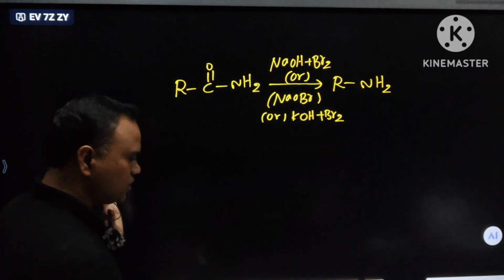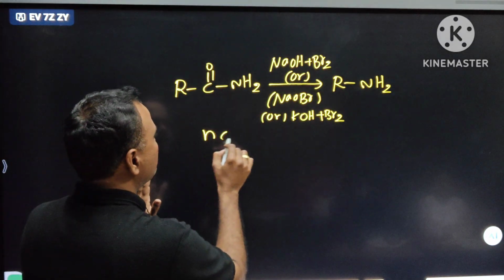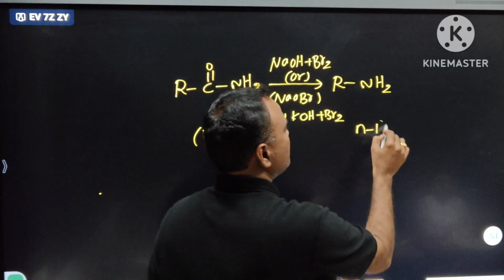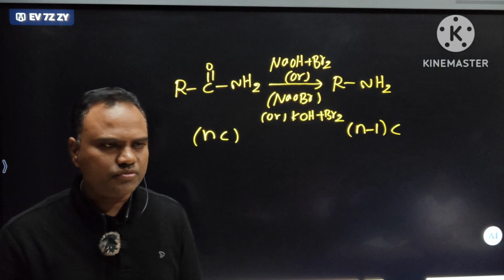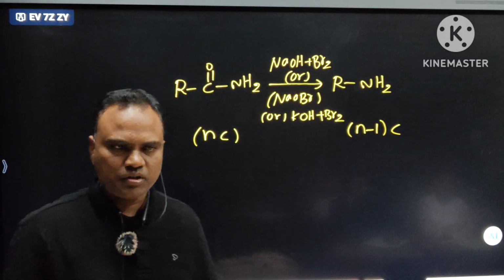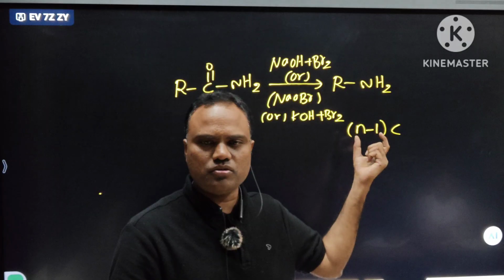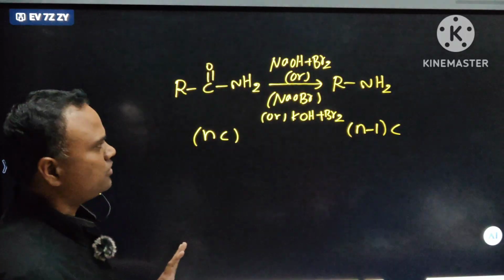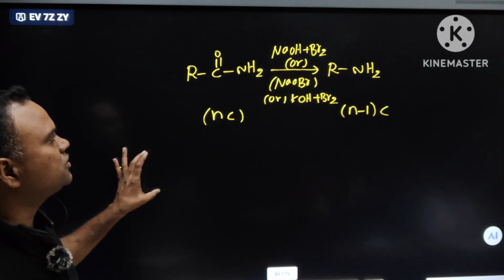I mentioned one word, degradation reaction. In this, if n number of carbons are present in the reactant side, here you will get n minus 1 carbon, that is degradation. Decrease in the number of carbon atoms. If 4 carbons are present in the reactant, you will get 3 carbons only. Clear? It is the shortcut mechanism to write the product.